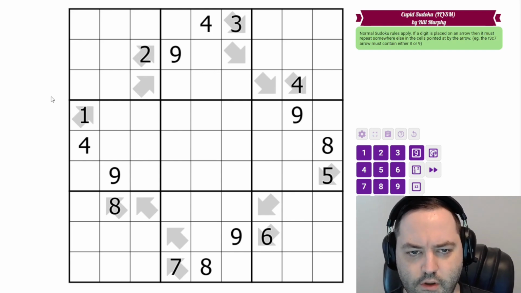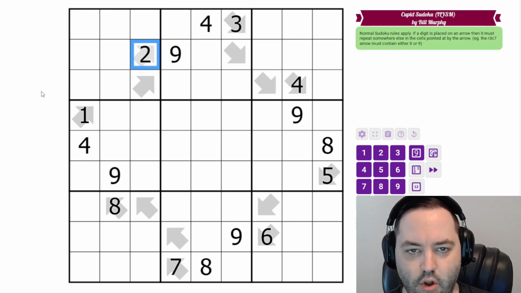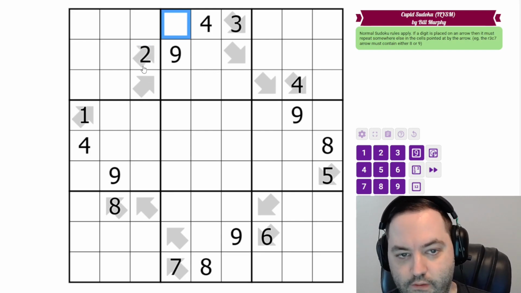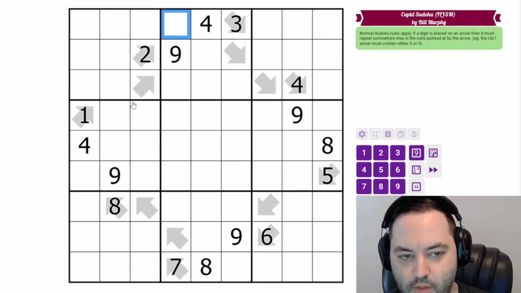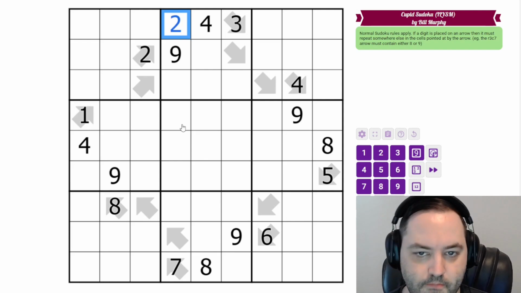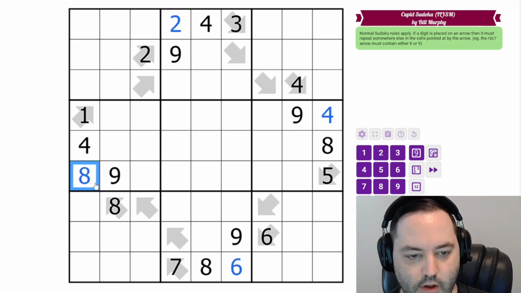We want to start with the shortest diagonals, so the arrows that are pointing closest to the edge of the grid. This arrow is pointing at one cell. So whatever digit is in this cell, which is a 2, must appear on this diagonal. So that's a 2. We have a 4 here, a 6 here, and an 8 here.